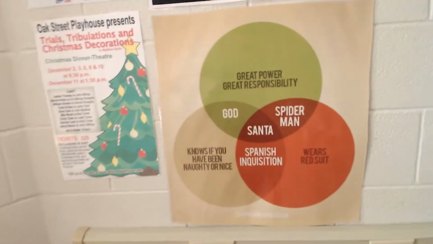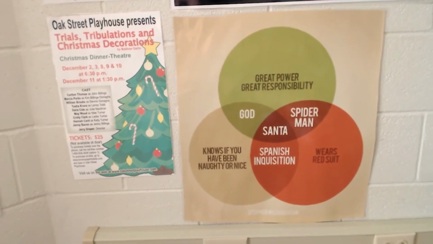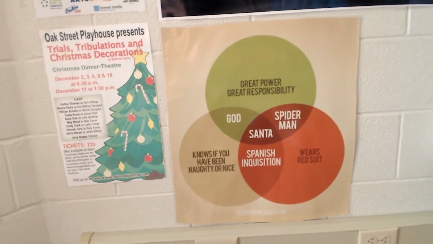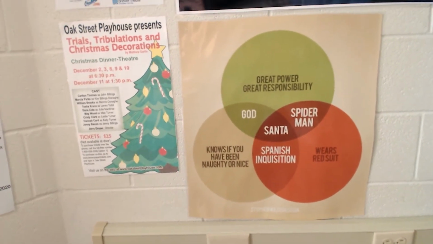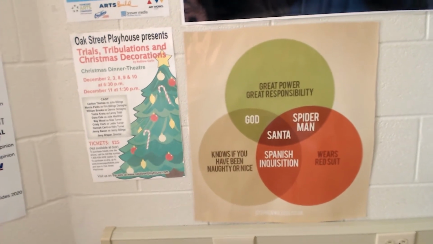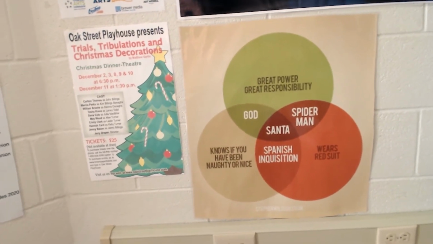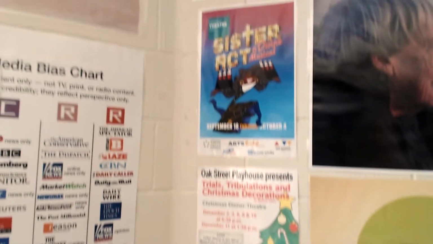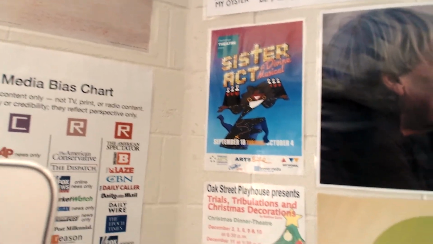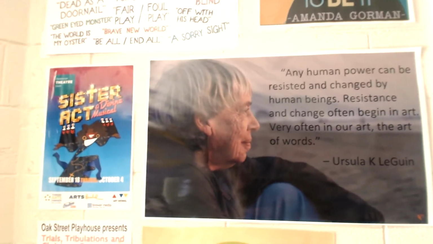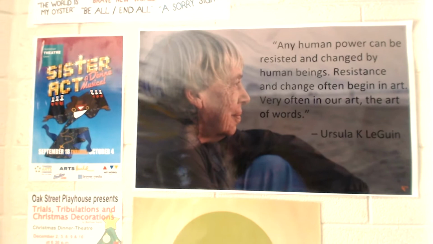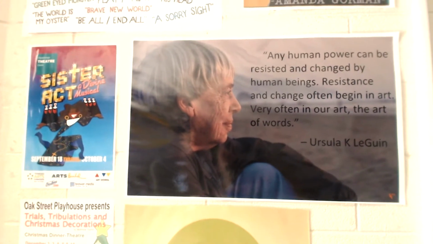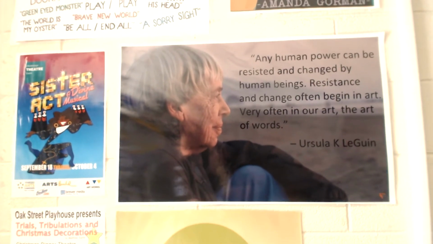So this is an example of a Venn diagram, and we do Venn diagrams in class. I like this one because it has 3. It's also just fun. We usually do Venn diagrams with just 2 circles because Venn diagrams get much more complicated the more circles you add. I also have some information about some of the community theater that I've done. And then Ursula Le Guin is an amazing, or I guess was, an amazing writer. And so, the art of words, relevant to class as well.